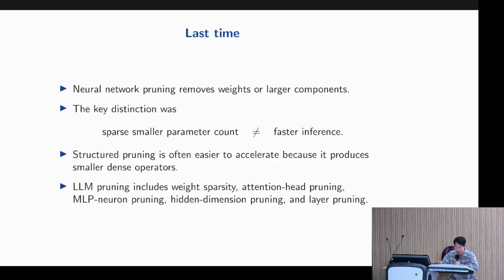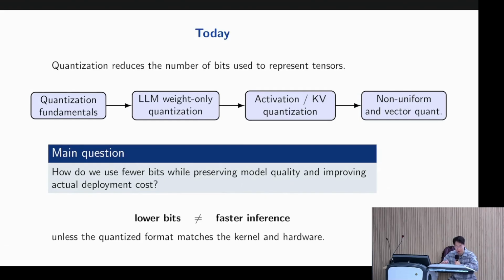Okay, so last time we talked a lot of details about different pruning approaches: unstructured sparsity, semi-structured, structured sparsity, and other techniques. So today it's going to be on quantization. The main question is, can we use fewer bits while preserving model quality and improve model deployment cost? Here, we're not going to change the architecture at all, but we're just going to change the underlying representation from floating point 16 to integer 8, 4, 2, etc.